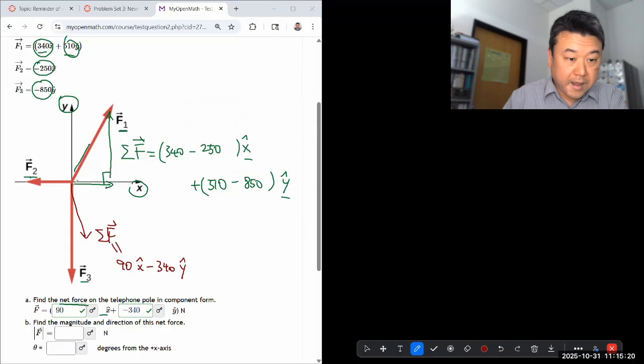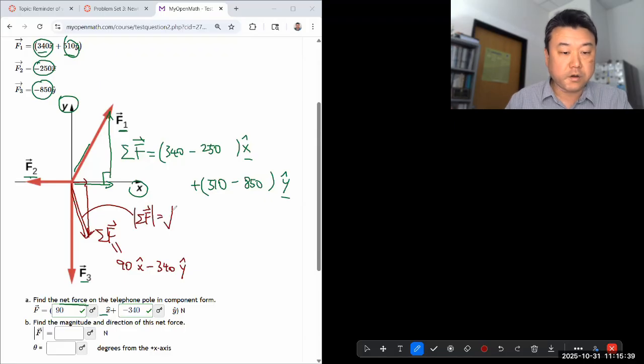So the magnitude is the length of this vector. Again, I kind of imagine the right triangle. X component 90, y component length of 340. So the hypotenuse here comes from the Pythagorean theorem. The magnitude of net force is simply the square root of the 2 legs squared added together. So 90 squared plus the 340 squared. Negative signs cancel. Sum of that square rooted.